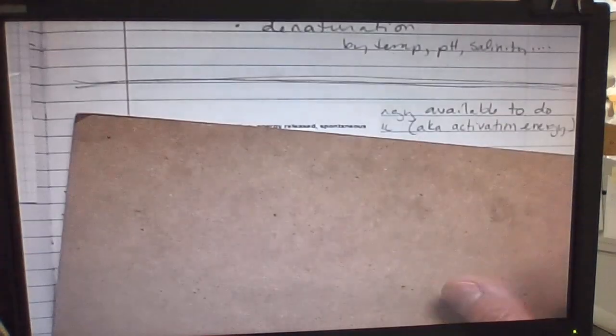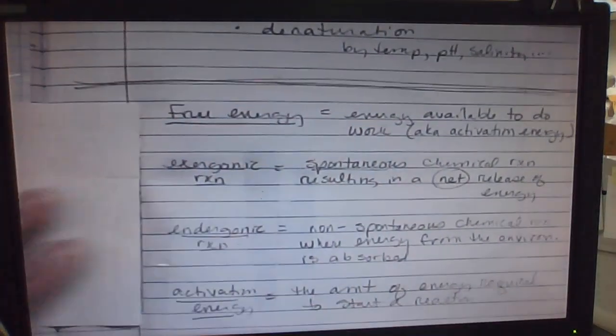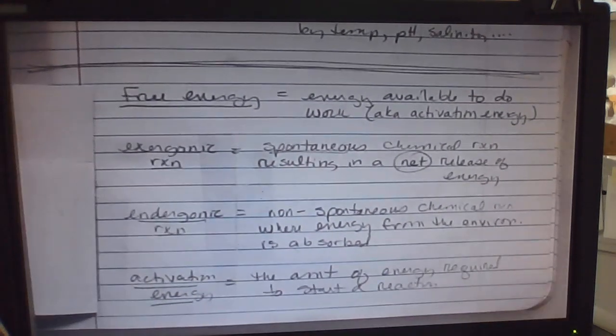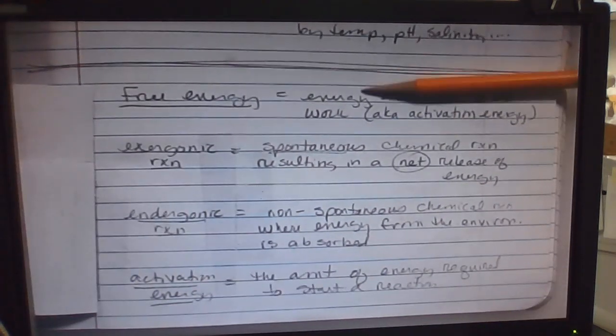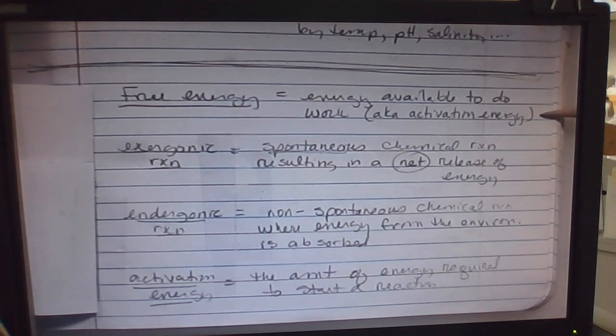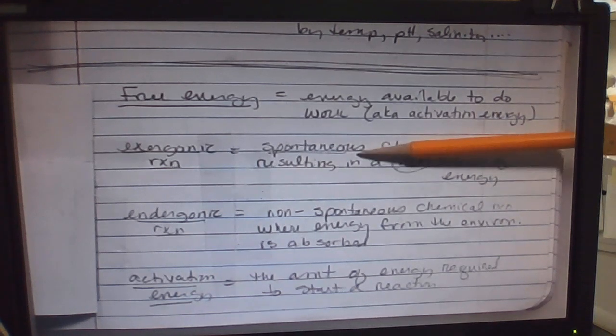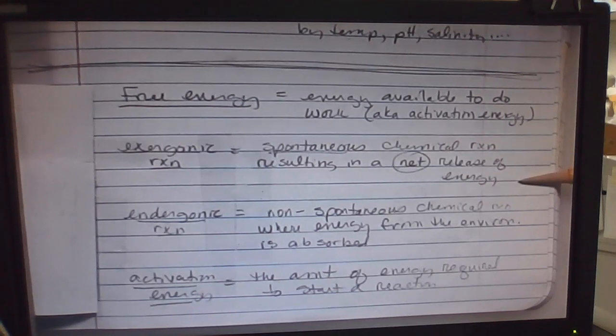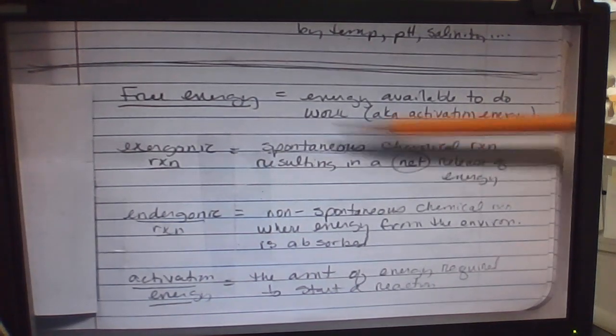All right, so on the bottom half, let's do this part first. Free energy is the energy available to do work, also known as activation energy. An exergonic reaction is a spontaneous chemical reaction resulting in a net release of energy. So these are a couple of important words here.